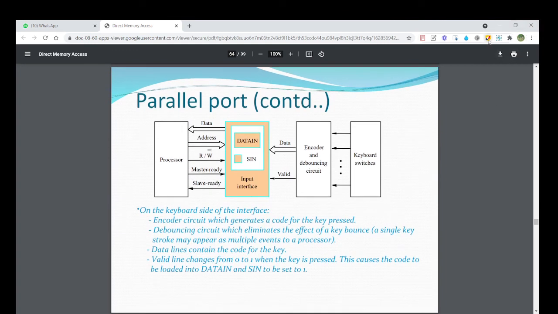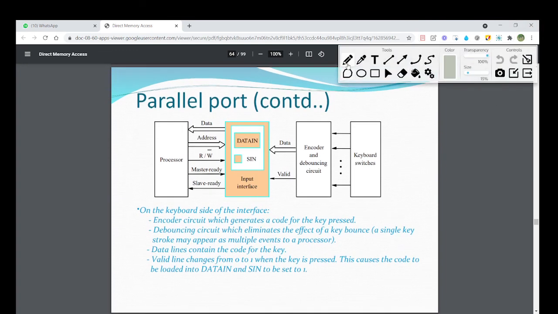The same explanation is continued here, with the same diagram. On the keyboard side of the interface, the encoder circuitry will generate a code for the key pressed. Whenever any key is pressed, this encoder generates a particular code. The debouncing circuit eliminates the effect of the key bounce. The data line contains the code for the key, so whichever key is pressed, its equivalent data is sent through this data bus.